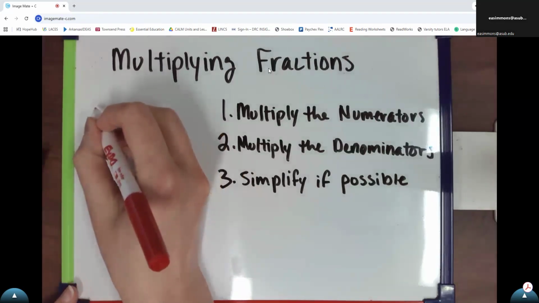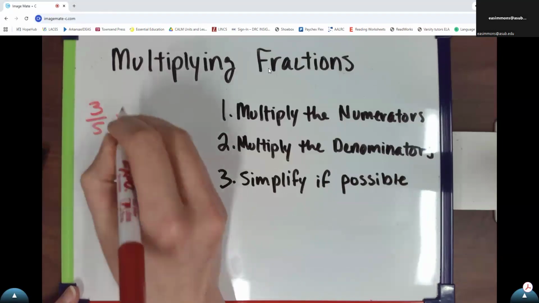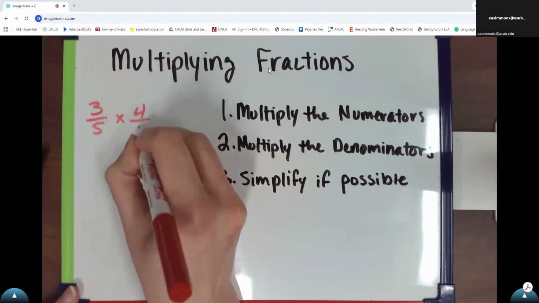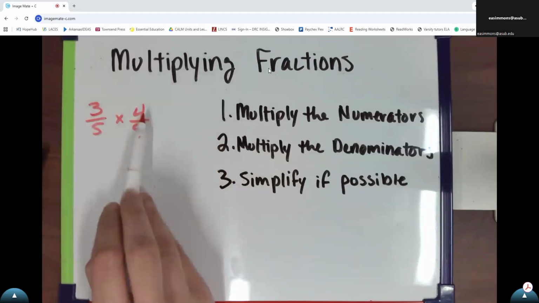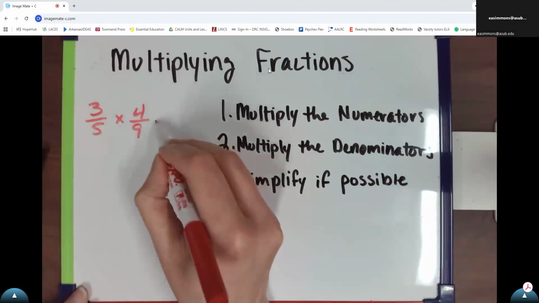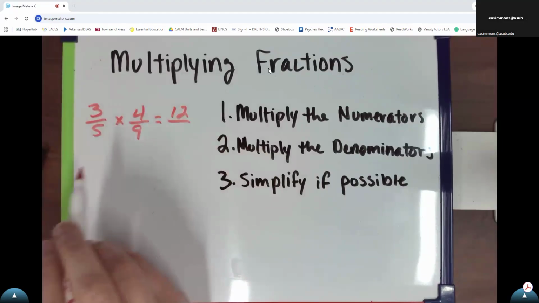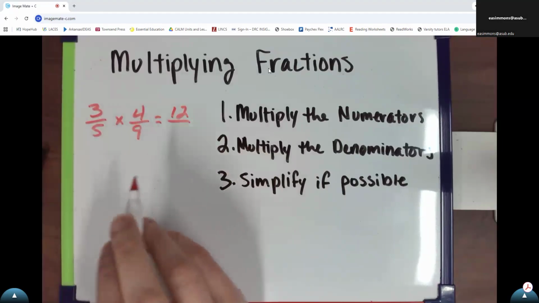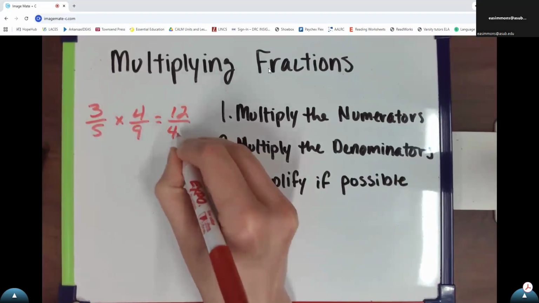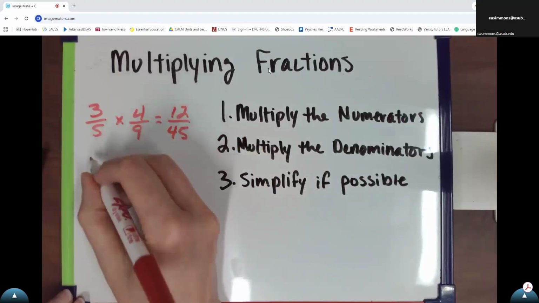Our first example we're going to go over is 3/5 times 4/9. So we'll start multiplying our numerators. So that's 3 times 4 to get 12. Then we'll multiply our denominators, 5 times 9 to get 45. This fraction can simplify because both 12 and 45 are divisible by 3.